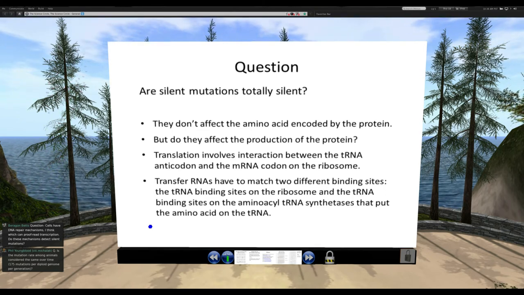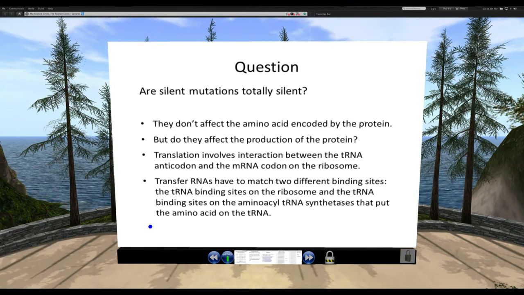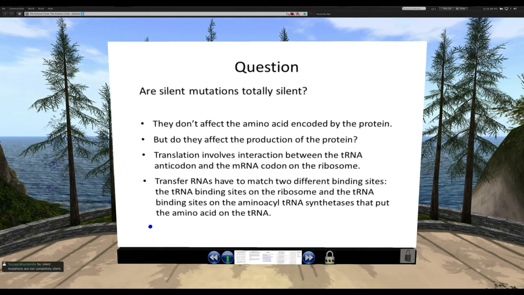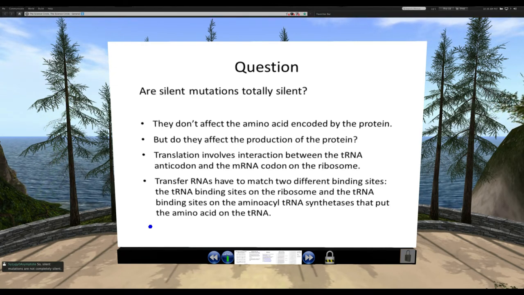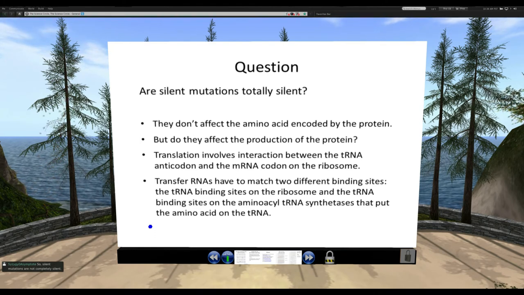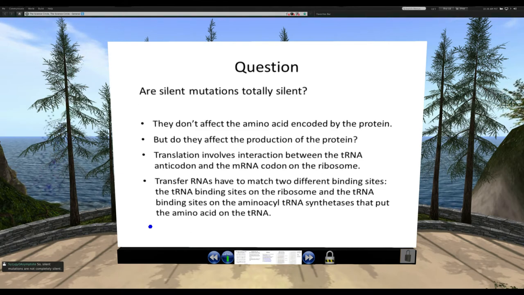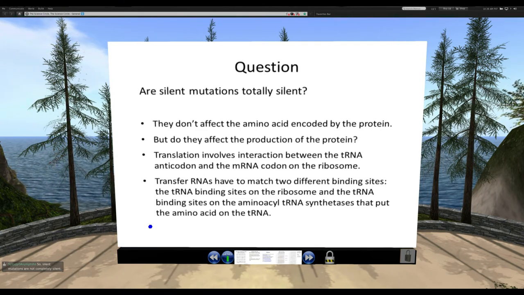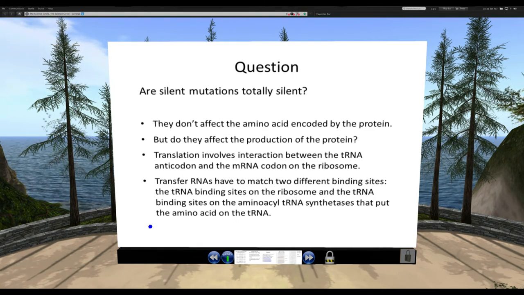And this again has to do with the transfer RNAs. The transfer RNAs have to match, they're very fussy molecules. They have to match two different binding sites. They have to recognize the tRNA binding sites on the translating ribosome. And they also have to recognize the binding sites on the enzyme that puts the amino acid on the tRNA. These are the aminoacyl tRNA synthetases. And so you've got to slot that transfer RNA into both places. So the structure of that tRNA can be quite fussy.